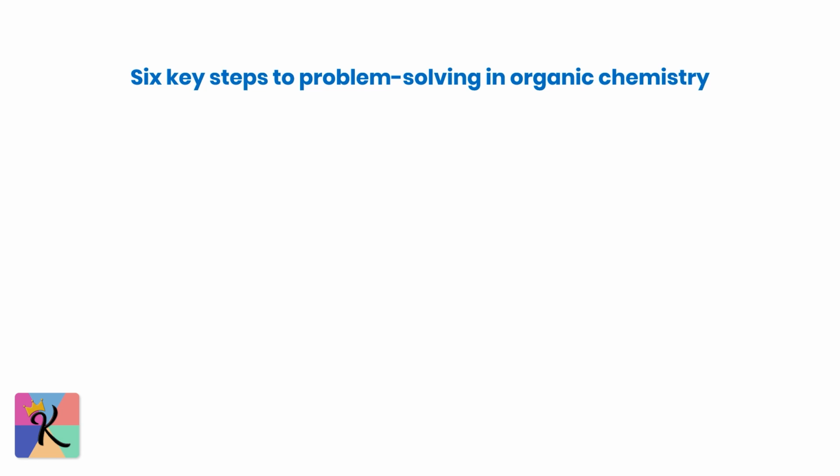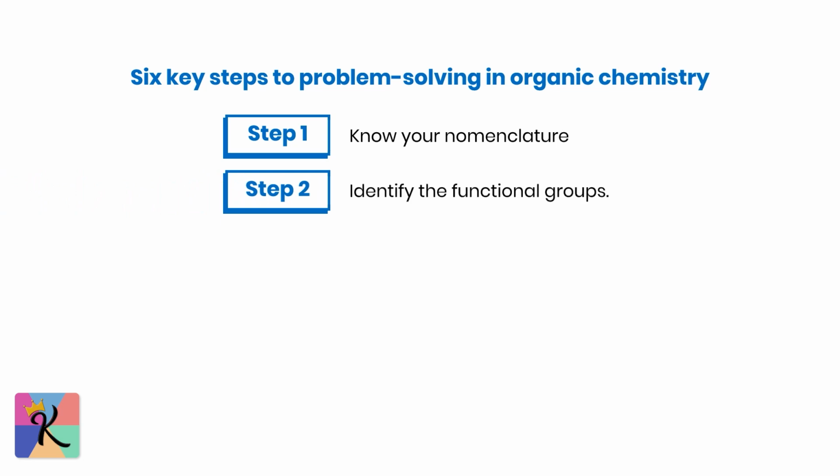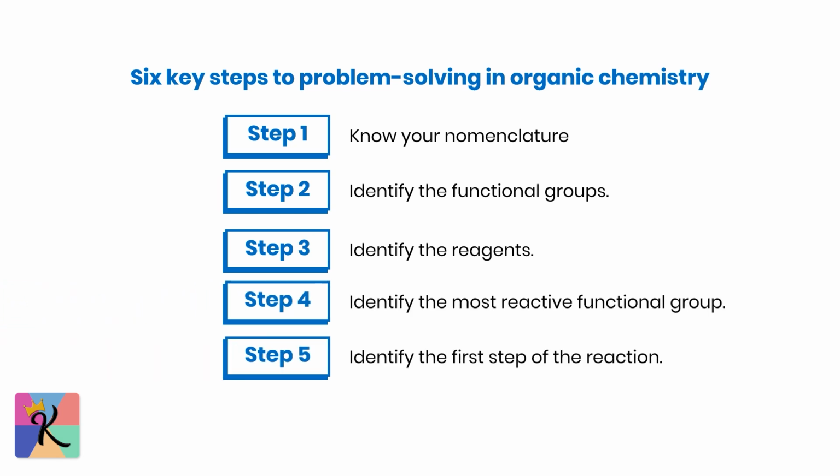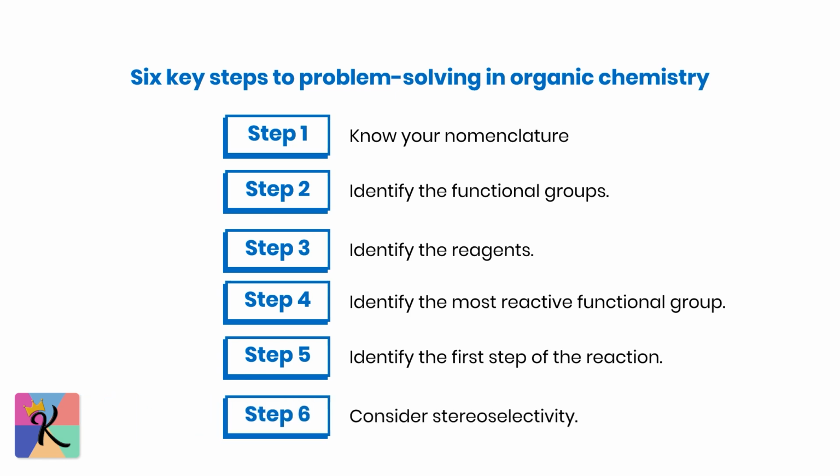Alright, so those are the 6 key steps to problem solving in organic chemistry. 1. Know your nomenclature. 2. Identify the functional groups. 3. Identify the reagents. 4. Identify the most reactive functional group. 5. Identify the first step of the reaction. 6. Consider stereoselectivity. Follow this method to systematically approach and solve organic chemistry reactions with confidence.